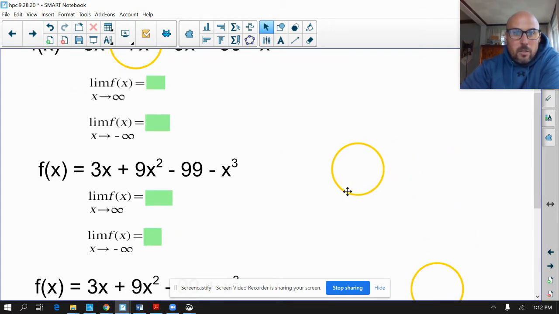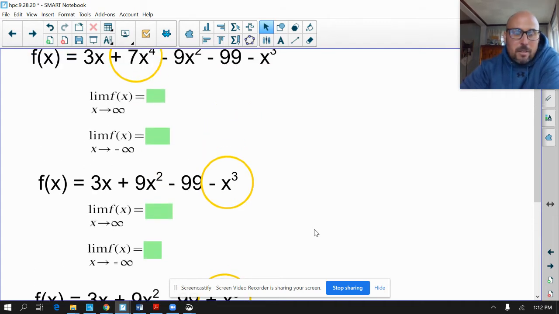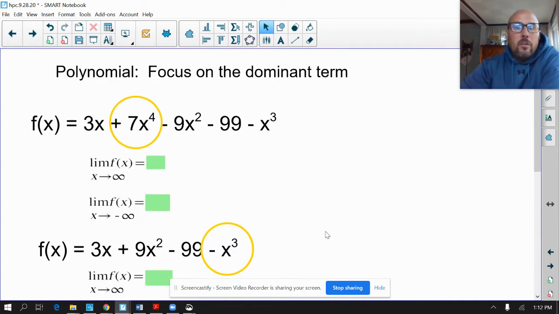In example 2, it's negative 1x cubed. That's the dominant term. In example 3, it's positive 1x cubed. That's the dominant term. Usually the dominant term is listed first, but it doesn't have to be listed first. It usually is. But I'm telling you, you should look for the exponent on the variable that is the highest. That is the dominant term, because I call it dominant because when x gets really, really big, you take that big number and you raise it to the fourth power. So it gets very, very large very quickly.